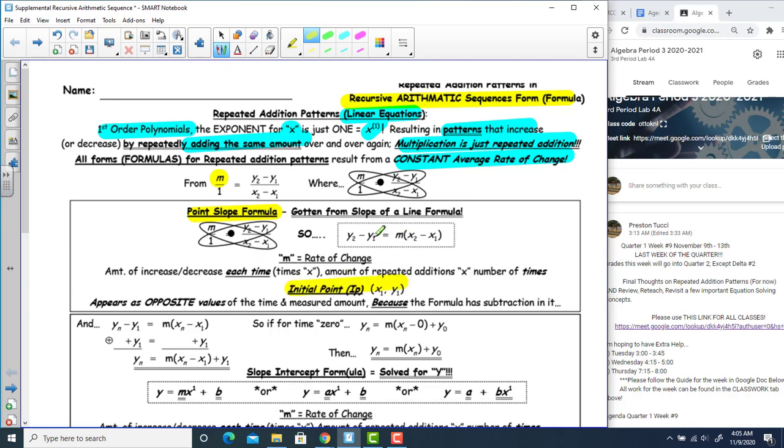In the formula, it shows up as the opposite of the amount that appears added or subtracted to y, as the measured amount at some point in time, and we're seeing the opposite of the time it was measured. It's always important to understand how to pull that information out of the relationship.